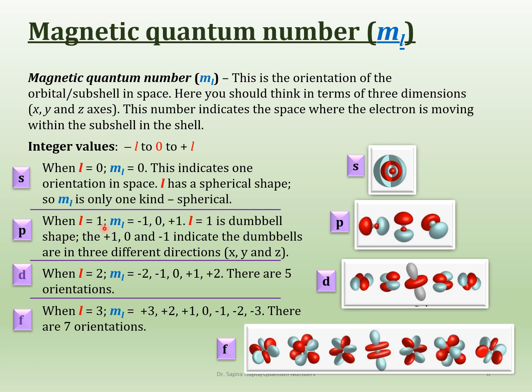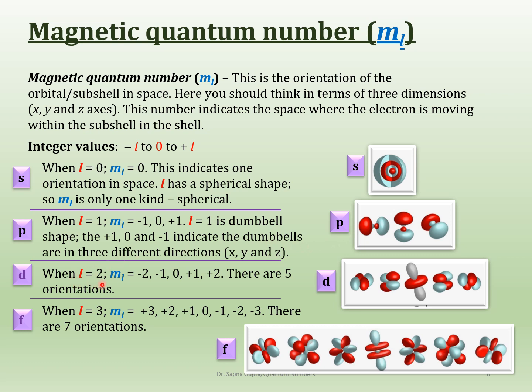Now, when L is equal to 1, that is a p orbital. I've written those over here also for you. The p orbital has 3 orientations: minus 1, 0, plus 1. That shape is called a dumbbell shape. This is what the dumbbell shape would look like, just like your weights, the dumbbell. That dumbbell is going in 3 different orientations, X, Y, and Z. Which one is which? It doesn't matter.